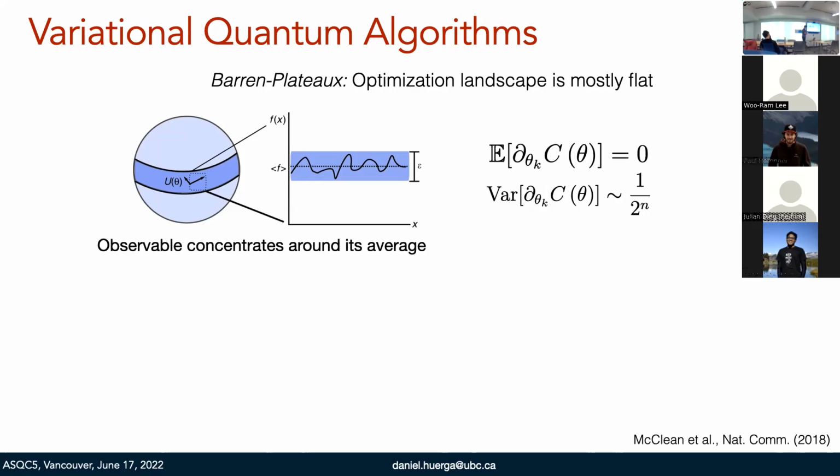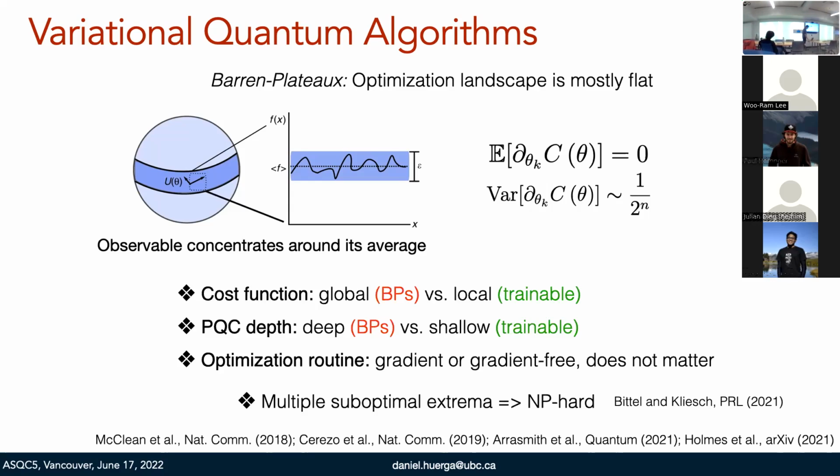And this makes, therefore, the derivatives, so the gradients of these cost functions, essentially zero, and most importantly, the variance vanishes exponentially with the system size. But not only that, this phenomenon of barren plateaus is cost function dependent.